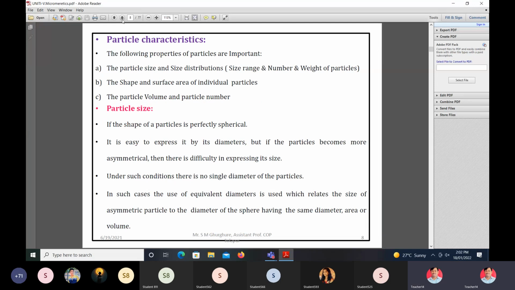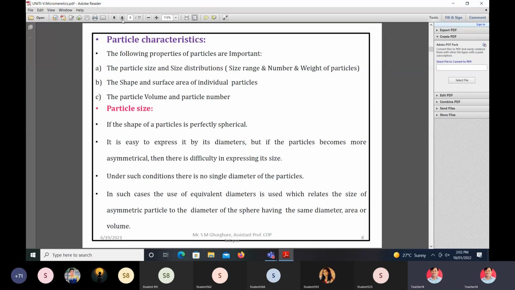Then we'll move towards the next point, the particle characteristics. What are those fundamental properties for the drug molecules? First one is the particle size and size distribution. Second one is the particle shape and surface area. Third one, particle volume, and last one is the particle number.